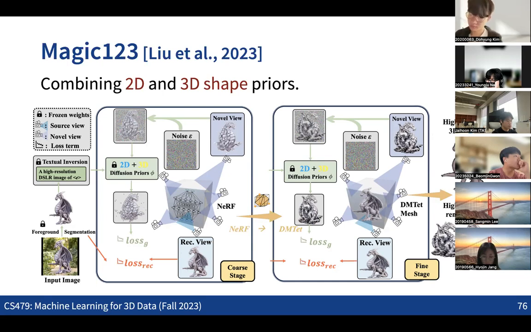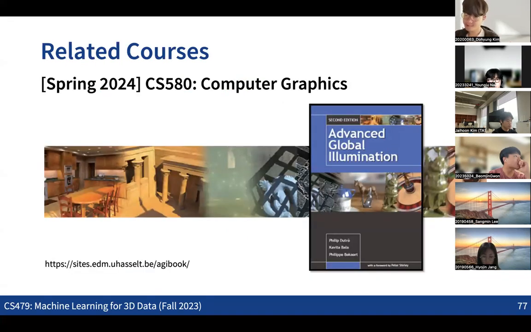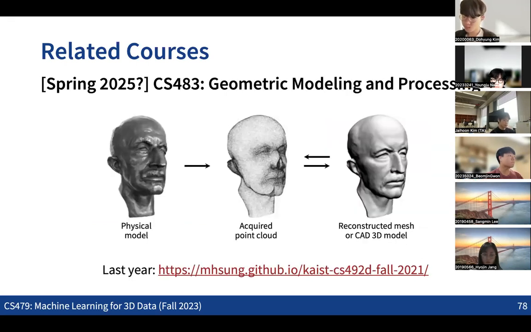And regarding other courses, we also discussed lots of rendering techniques, especially neural rendering. If you are interested in more advanced rendering pipelines, I'm going to teach the graduate level computer graphics course next spring semester. This course might be good for you if you are interested in advanced rendering equations, and also more details about geometric processing, like conversion into other data representations, and more classical ways to handle geometric data.